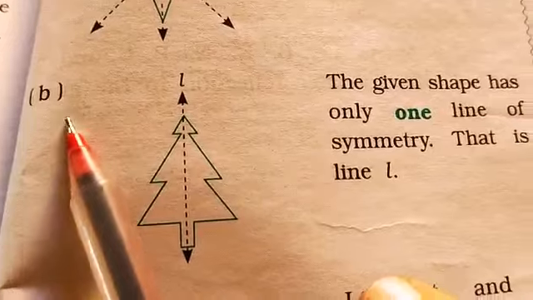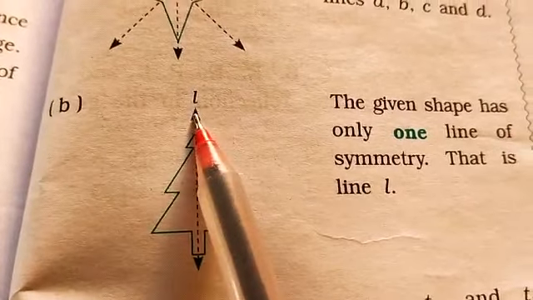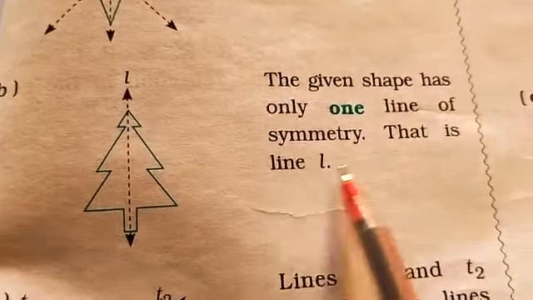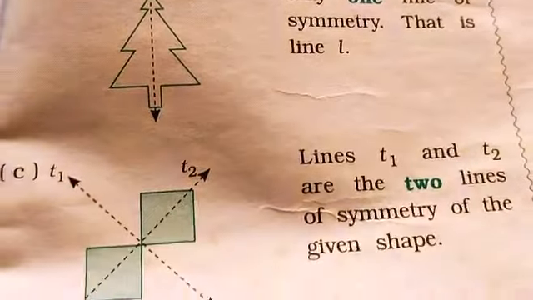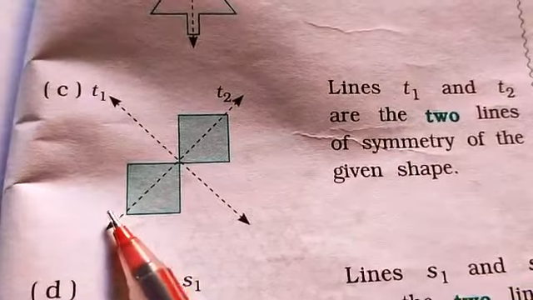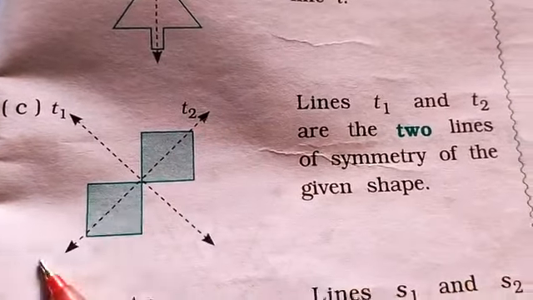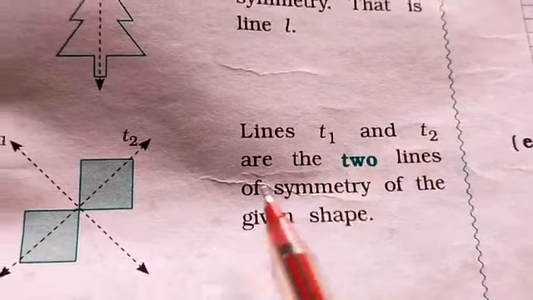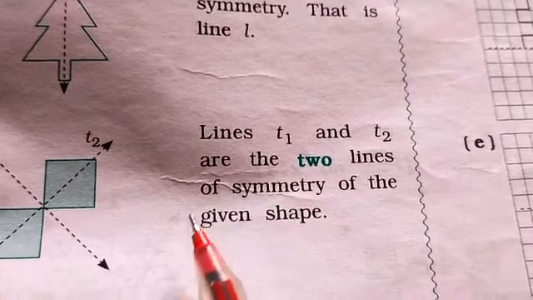Now the figure B, it's a Christmas tree. In the Christmas tree you can give only 1 line of symmetry. The given shape has only 1 line of symmetry, that is line L. Now in this shape how many lines of symmetry can you give? There is T1 and T2. T1 and T2 are the 2 lines of symmetry in the given shape.